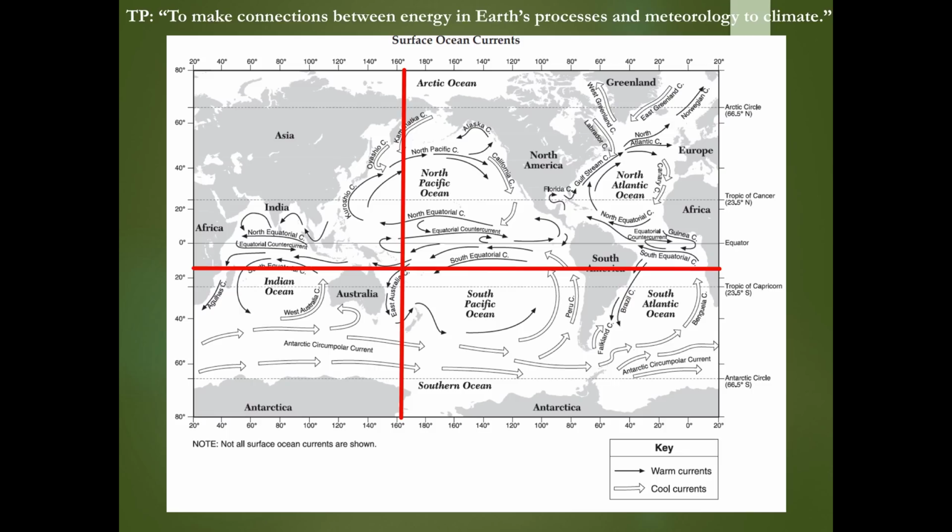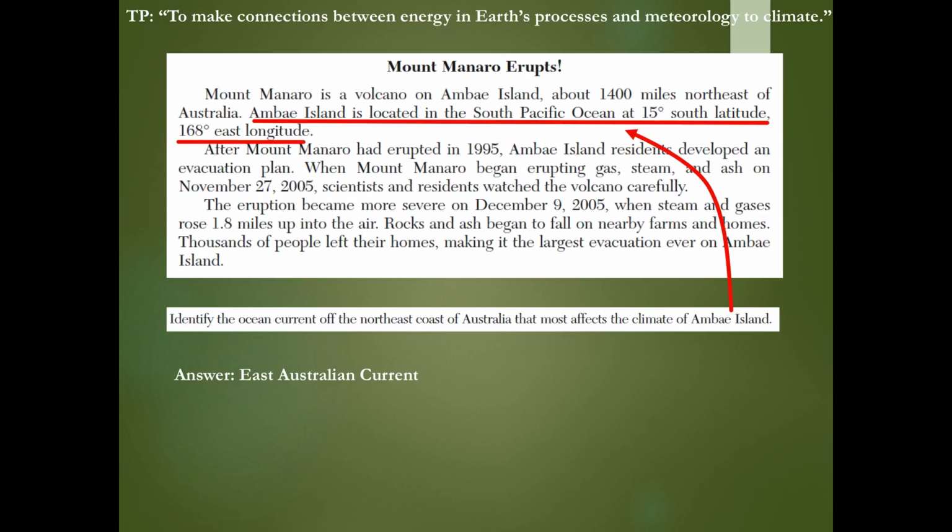us an ocean current. This island is located near Australia, and somewhere near New Guinea. And where the two meet will give us a current called the East Australia Current, or East Australian Current. Alright, so the answer to this question would be the East Australian Current.